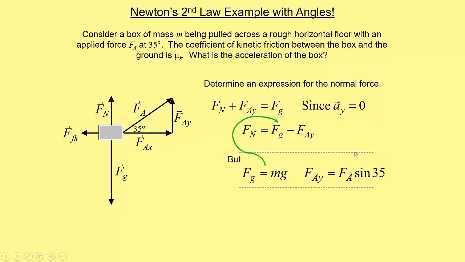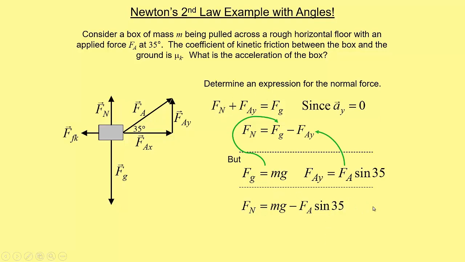Now, if you need to write out another step, if you need to write sine is opposite over hypotenuse, F of ay over F of a, and then solve, by all means, go ahead. If you're so good at trig that you see this without writing anything out, by all means, skip this step and just substitute everything in. Right? Like, if you wrote this and then wrote that, I'd be happy with that.